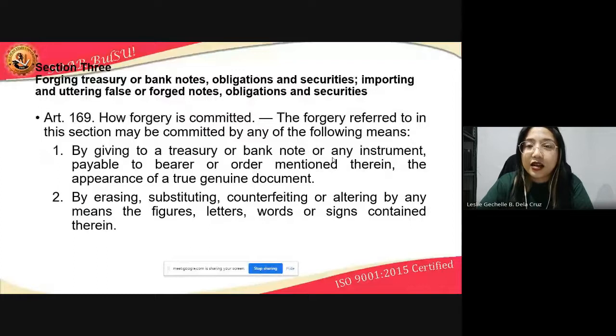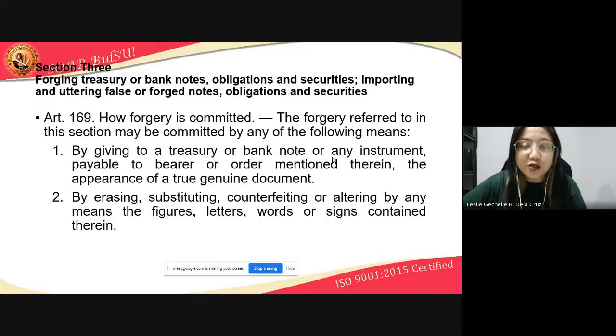Okay. Dito naman tayo sa forgery. Paano ba ginagawa ang forgery? How forgery is committed under Article 169? The forgery referred to in this section may be committed by any of the following means: by giving to a treasury or banknote or any instrument payable to bearer or order mentioned therein, the appearance of a true genuine document.